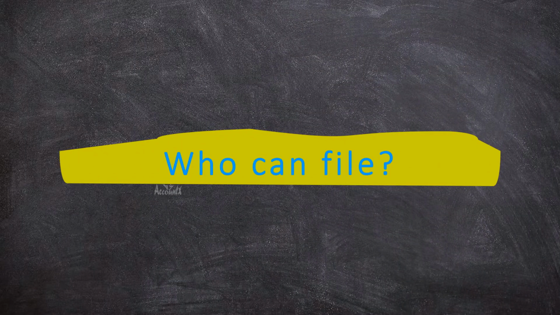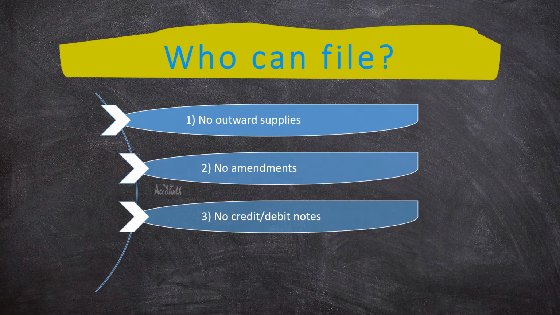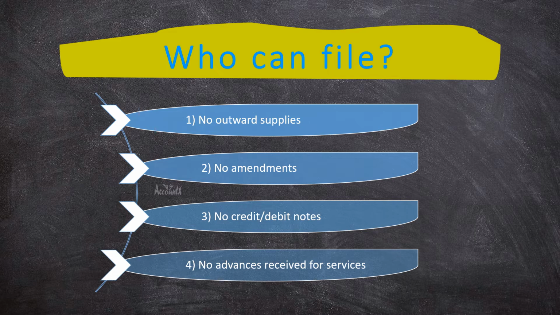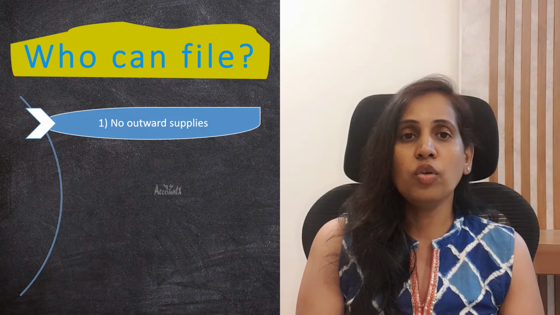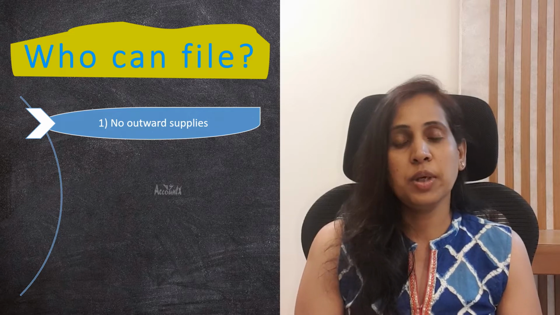Now, who can use this feature? You may file Nil GSTR1 if there are no outward supplies. Second, there are no amendments. Third, no credit or debit notes. Fourth, no advances have been received for services. Let me explain each of these in detail, starting with no outward supplies. That is, if you have not made any supplies during the tax period.